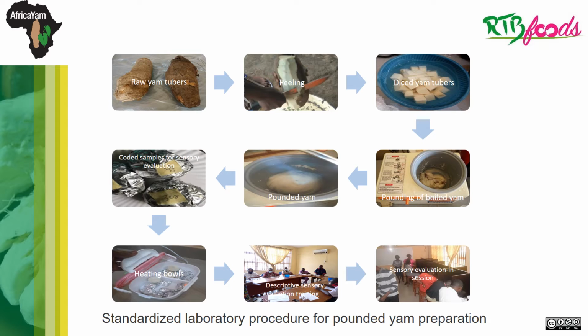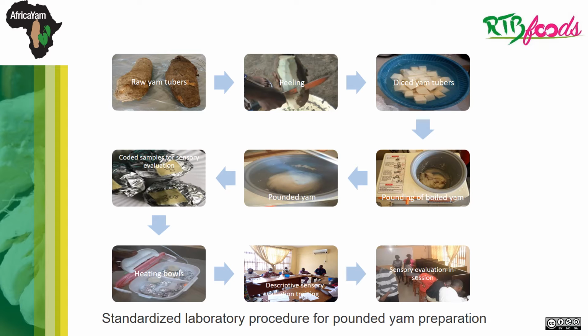Actually, the reason why we're using the yam pounder is to make sure that all the yam varieties are pounded the same way, using the same amount of water, using the same amount of time, to have a uniform processing method for all of them. Because if we say we'll be pounding manually, there will be variation in terms of the physical strength of the pounder or the amount of water and things like that. So we want to get a uniform material.